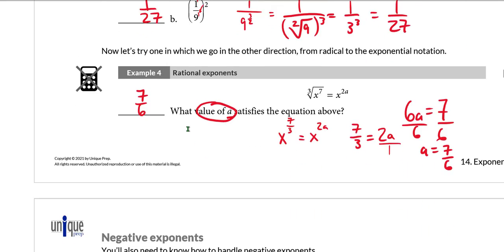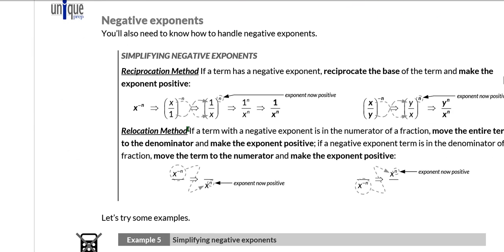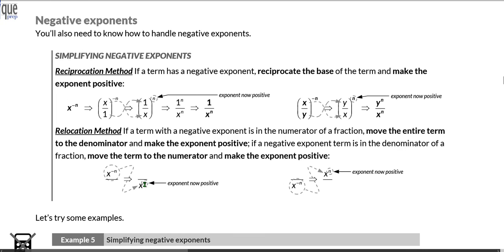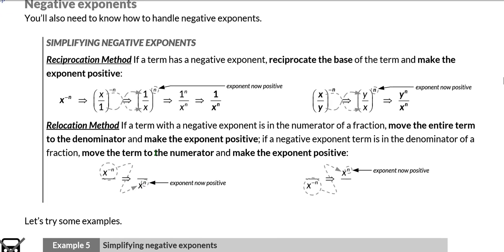Top of the next page, we've got to talk about negative exponents. As I said, negative exponents are reasonably common on the test. You will need to know how to handle these quickly and confidently. There's 2 ways to think about simplifying negative exponents. There's the reciprocation method, there's a relocation method. I would know both of them just so that you have as much flexibility as possible on these questions, but if one of these methods tends to click more with you, or you tend to use one method exclusively and it works for you, well, then go ahead and keep using that method.